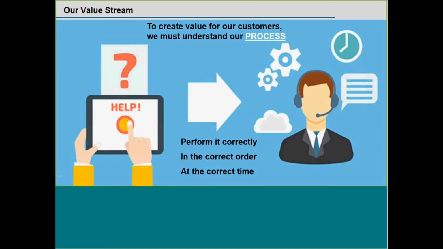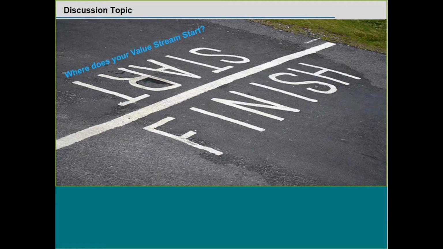A lot of times, products and services may go through a certain level of approvals or quality checks for the simple reason that one day, 3 years ago, someone asked me to do it. But we don't necessarily need to do it anymore. So it's very important that we understand our process and that we're performing that process correctly, in the correct order, and on time.